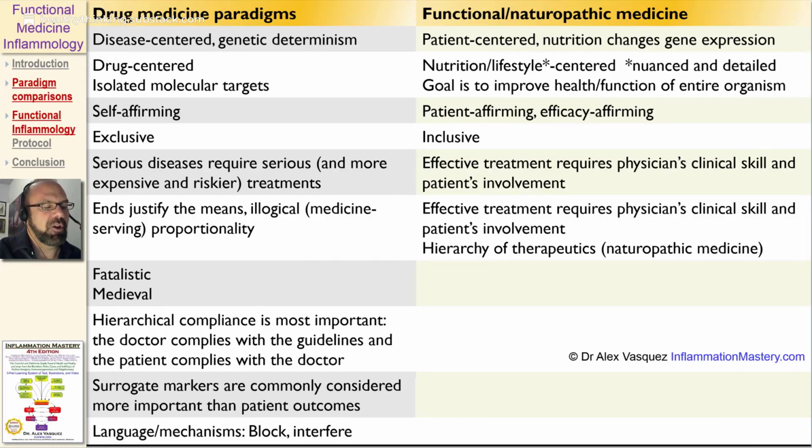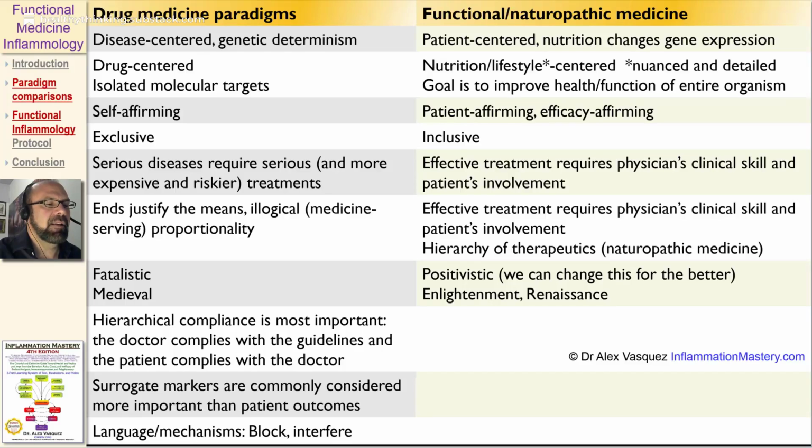So a patient with a health problem can expect to have their nutritional needs ignored and to have drugs prescribed on the first visit when they see a so-called standardized or conventional medical practitioner. Again, the medical paradigm is very fatalistic. People have their diseases, and often they are told they will always have their diseases. In contrast, in naturopathic and functional medicine, we are positivistic rather than fatalistic, and we think we can change these conditions for the better. This is much less medieval thinking and thinking that's more in accord with the Enlightenment and Renaissance.